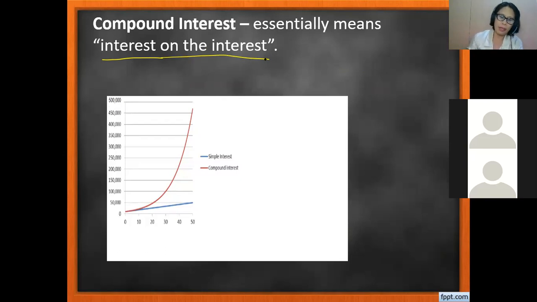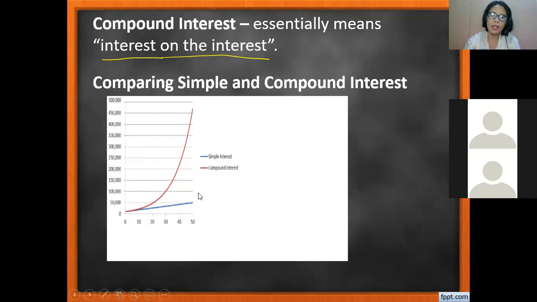Why? Because for compound interest, as you can see in the graph here, we're comparing. This blue line represents how simple interest works, and this red curve is for compound interest. On the x-axis are the terms, the number of years the money, for example, is invested. This starts from 0 up to 50 years. And the y-coordinates are the final amount of money after a certain period of time.